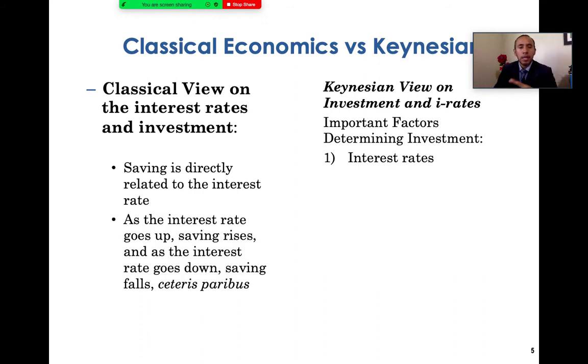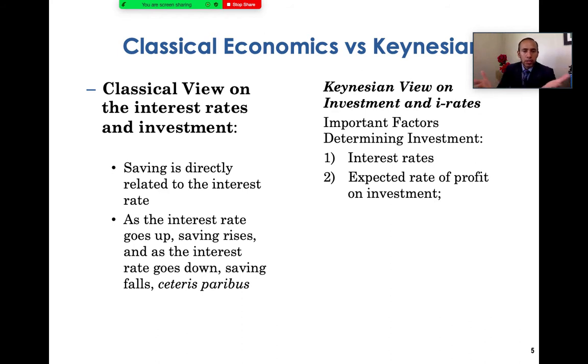Keynesian specifies that there are important factors that help determine investment, and one of them is interest rates. The classical view specified here that as the interest rate goes up, savings rises because people want to save more to attract a greater rate of return on the interest rate. And as the interest rate drops, savings decline because you get less interest on your savings, and vice versa. So ceteris paribus, everything else is the same.